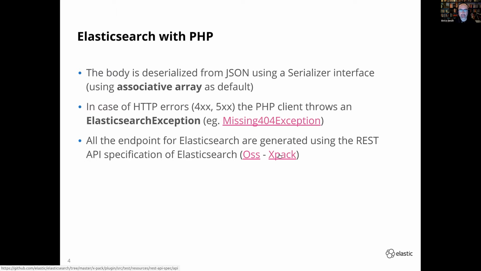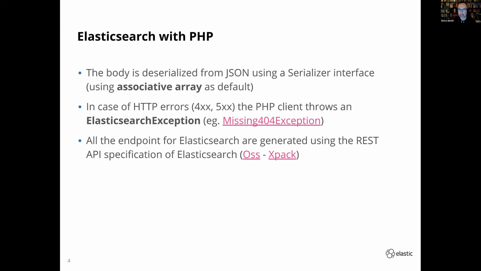specification using YAML configuration files for OSS and XPack. Those are the two main versions: the open source version of Elasticsearch and XPack, with the more advanced features of Elasticsearch. So basically that means each time we release a new version of the client, we are completely aligned with the REST API specification of Elasticsearch. And this is auto-generated. So we provide a script.